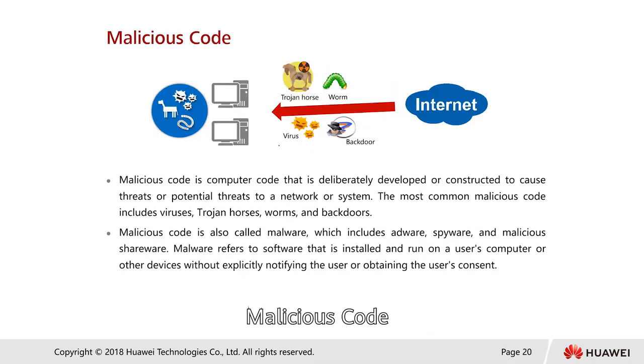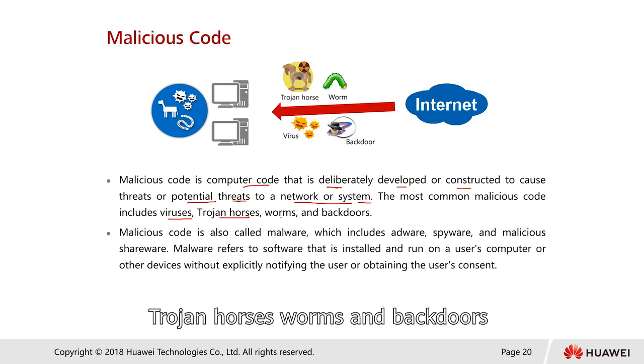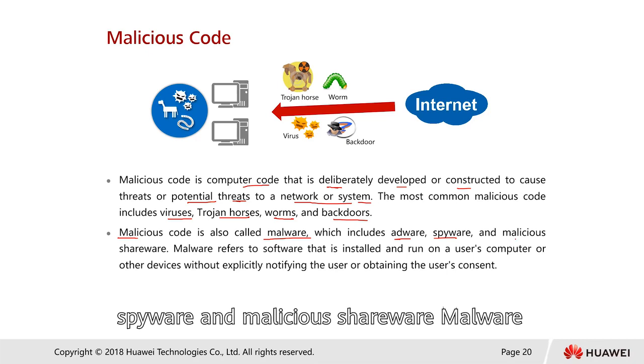Alright, malicious code. Malicious code is computer code that is deliberately developed or constructed to cause threats or potential threats to a network or a system. The most common malicious code includes viruses, Trojan horses, worms, and also backdoors. Malicious code is also known as malware, which comes from the words malicious software. It includes adware, spyware, and malicious shareware.